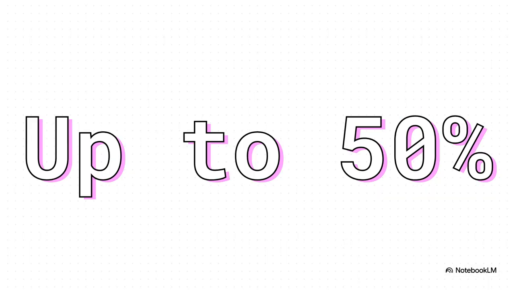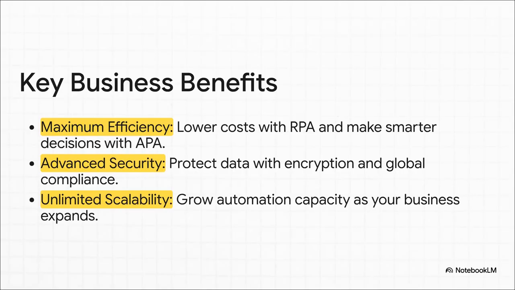And why does all this matter? Well, because this strategic, combined approach can lead to some seriously powerful business results. We're talking about a potential reduction in operational costs of up to 50%. That's a number that gets everyone's attention. And the benefits go way beyond the bottom line. You get maximum efficiency by letting RPA handle the grunt work and APA make the smart decisions. This combined approach also brings advanced security, and this is huge. It lets you scale your automation as your business grows without ever hitting a wall.